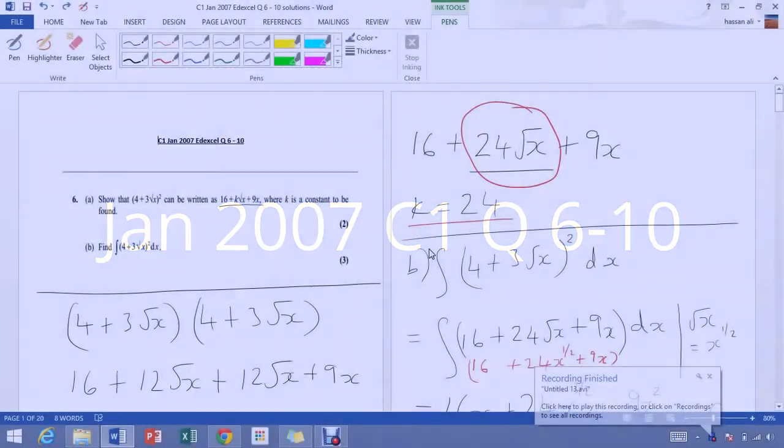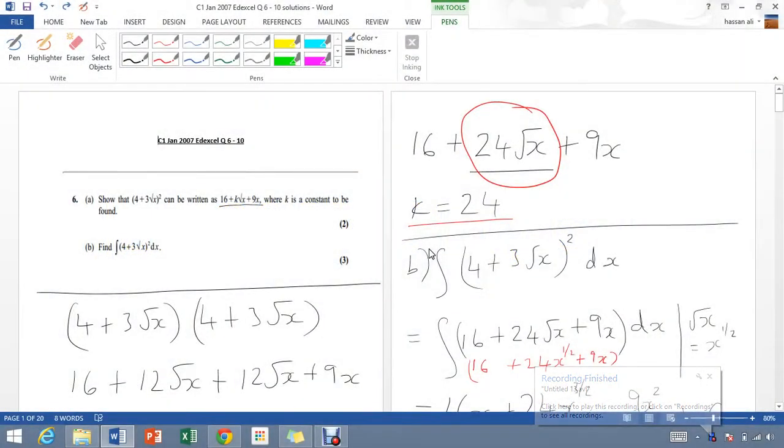Okay, in this video we'll be looking at C1 January 2007 Edexcel questions 6 to 10. Now the first question, question 6, is asking you to expand (4 + 3√x)². It tells you how it wants to be written, but also wants you to find the value of k. So a simple step of just expanding the bracket.